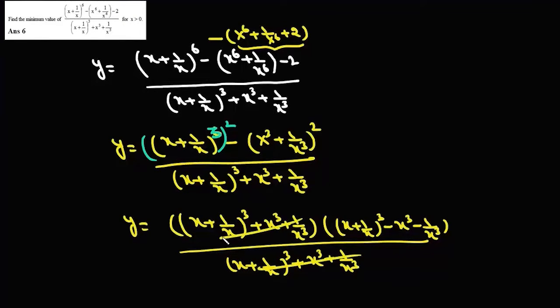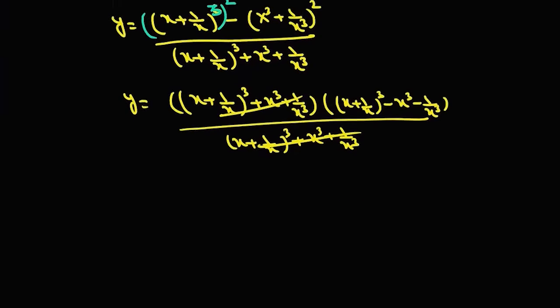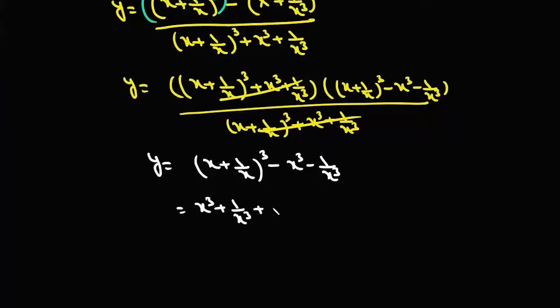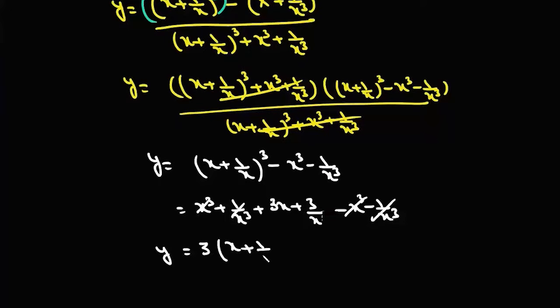Now this expression gets cancelled. So now we can write this as y equals x plus 1 upon x whole cube minus x cube minus 1 upon x cube. Now this is a plus b whole cube, so there will be a cube plus b cube plus 3a square b plus 3ab square, and then we have this minus x cube minus 1 upon x cube. Now these two get cancelled. So this y will be 3 times x plus 1 upon x.